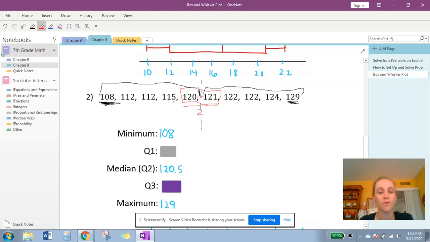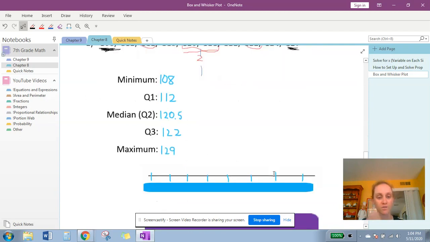Okay, so my Q1 is going to be 112 because that's the median of the lower half here. And then for my Q3, the median of these 5 numbers would be 122. Remember, the median just means in the middle. Okay. So remember, Q1 is the middle of the bottom numbers, and Q3 is the middle of the top half of the numbers. All right, I have my 5-number summary.